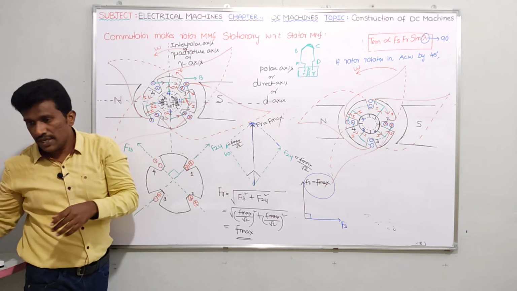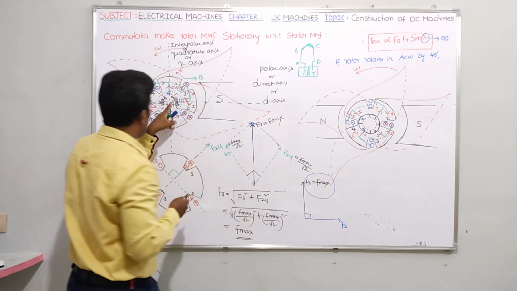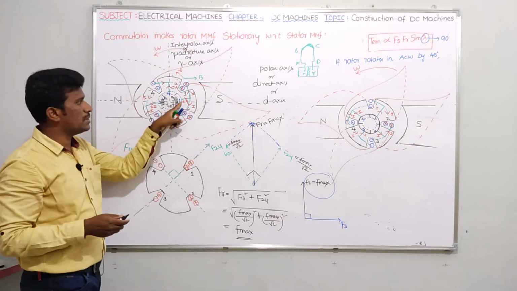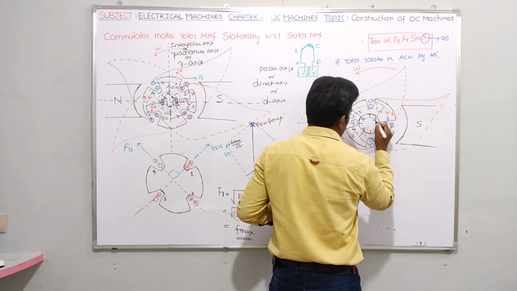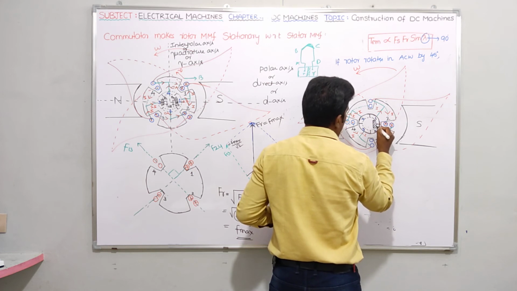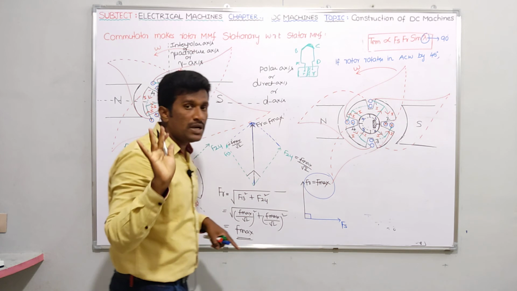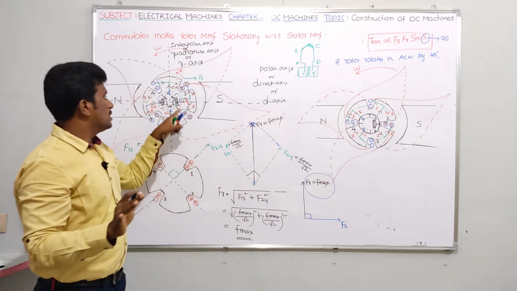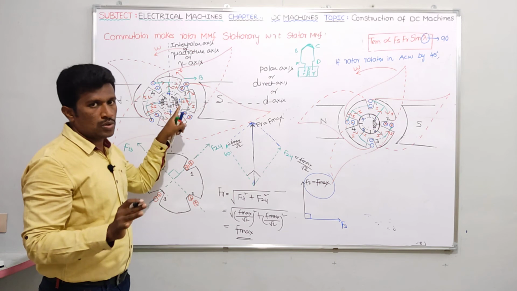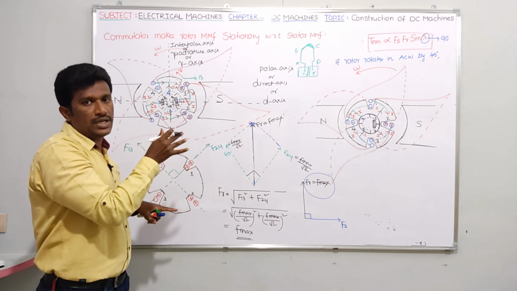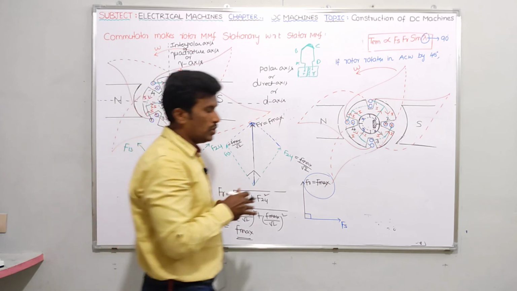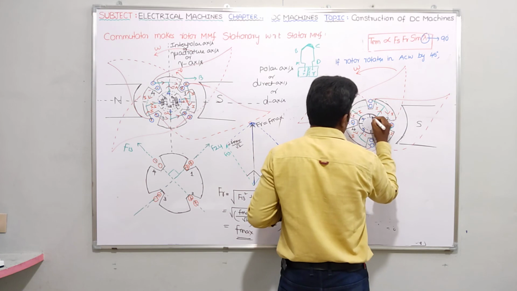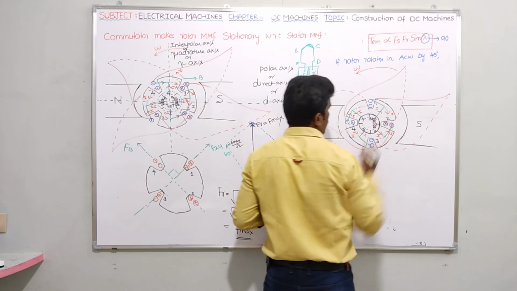So, brush B1 and B2: B2 initially is connected to segment number 1. Now B2 will be connected to segment number 1 and segment number 2 like this. Once again, the brushes are not moving; the segments are moving. Initially segment number 1 is connected to brush B2. Now the segments move in the anti-clockwise direction by 45 degrees, so segment number 1 and segment number 2 will be connected to brush 2 here.